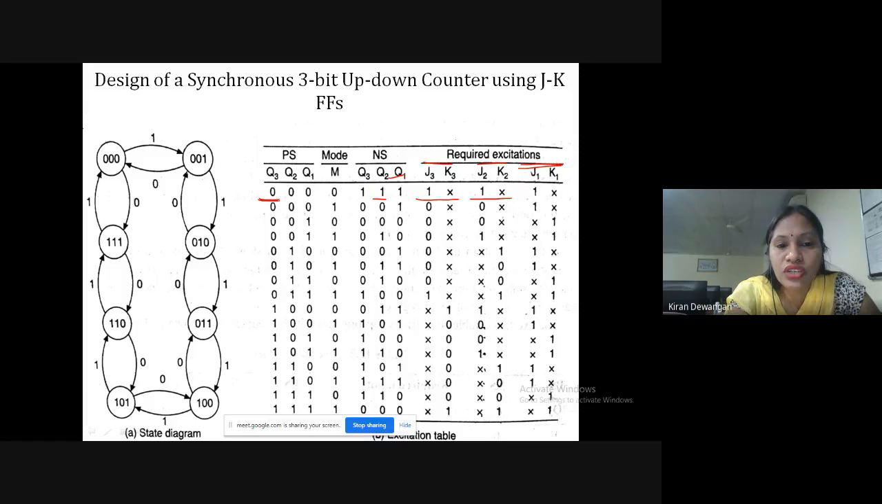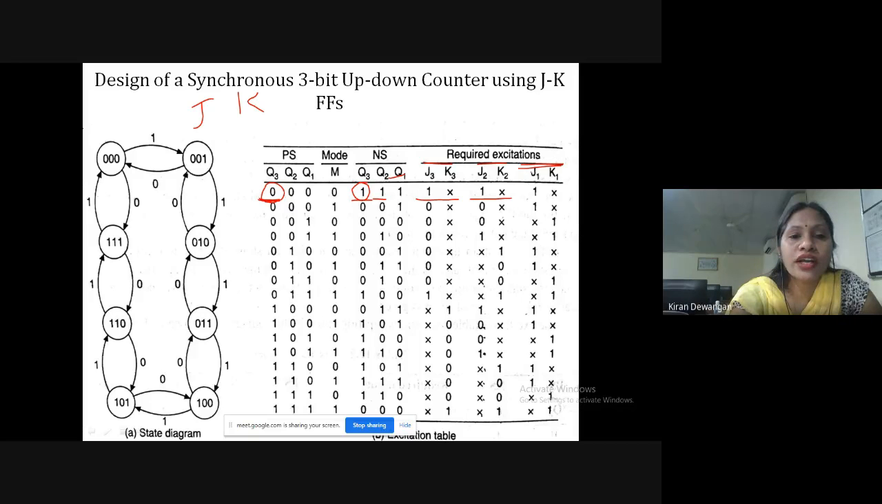Now when Q3 is 0 and the next state of Q3 is 1, what would be my J3 and K3? What happens to J3 and K3 when it changes from 0 to 1? In the cases when J3 and K3, here I am having JK.